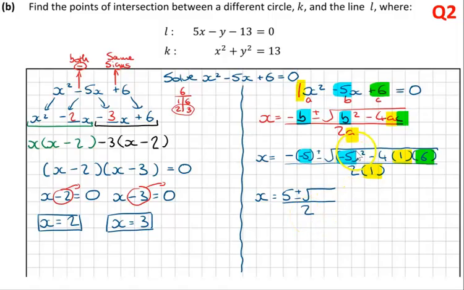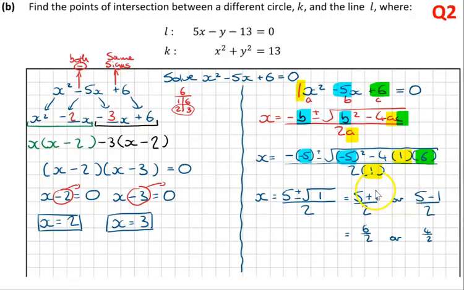And then inside the root, minus 5 squared is 25. And minus 4 times 1 times 6 is minus 24. And 25 minus 24 is 1. So I have 5 plus minus the square root of 1 all over 2. So the square root of 1 is 1. So I end up with 5 plus 1 over 2, or 5 minus 1 over 2.